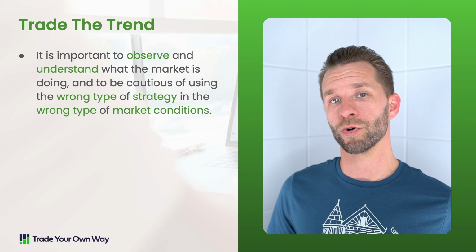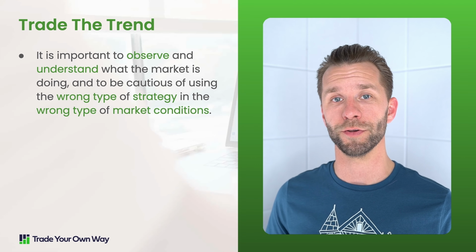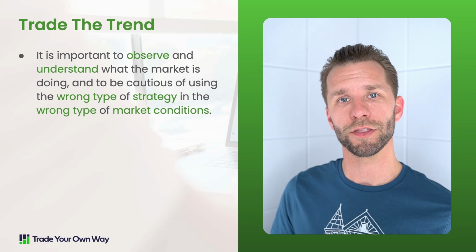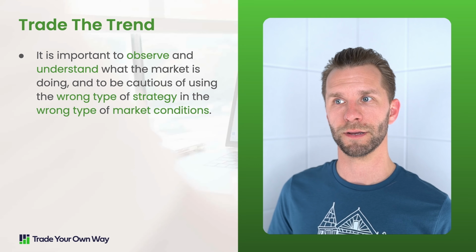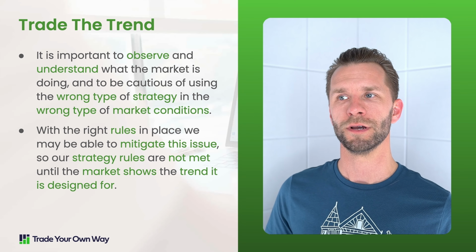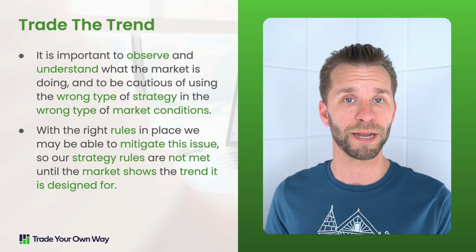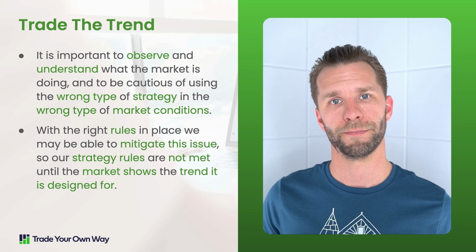It is important to observe and understand what the market is doing and to be cautious of using the wrong type of strategy in the wrong type of market conditions. With the right rules in place, we may be able to mitigate this issue, so our strategy rules are not met until the market shows the trend it is designed for.